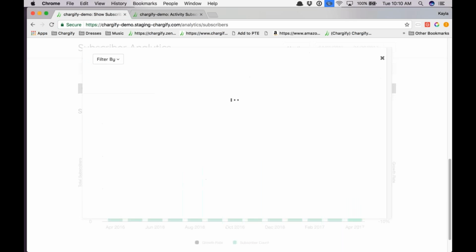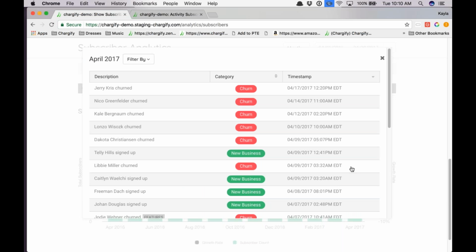Viewing the details, by the way, will put you into that filter by the particular churn or new business step for those subscriber counts.